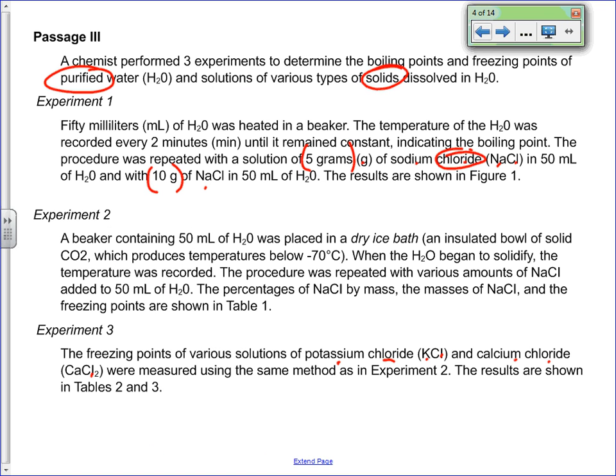Okay, let's take a look at the next experiment, experiment 2. We have a volunteer to read experiment 2 for us? The beaker containing 50 milliliters of H2O was placed in a dry, insulated bowl of solid CO2 which produced a temperature below -70 degrees Celsius. When the H2O began to solidify, the temperature was recorded. The procedure was repeated with various amounts of NaCl added to 50 milliliters of H2O. The percentage of NaCl by mass, the mass of NaCl, and the freezing point are shown in the figure.